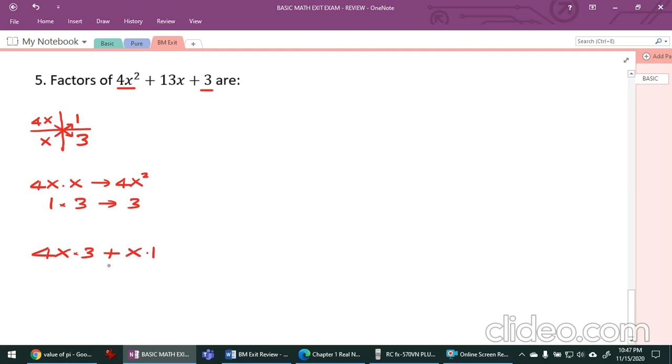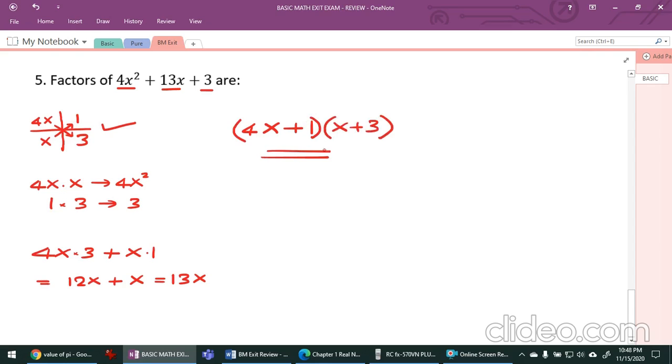x into 1. What will be the answer? 4x into 3 is 12x. x into 1 is x. 12x plus x is 13x. You get this. That means this form is correct. So the factors will be 4x plus 1. Factors you will not cross. You are writing straight: 4x plus 1 into x plus 3. 4x plus 1 and x plus 3. So these are the factors.